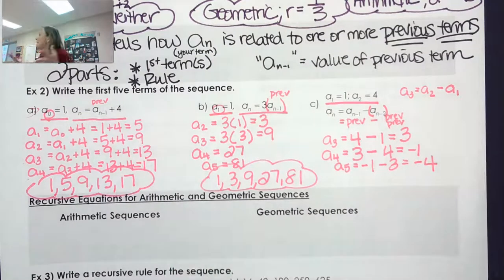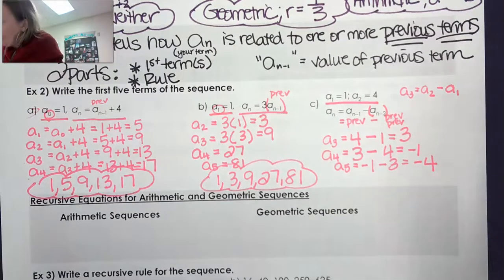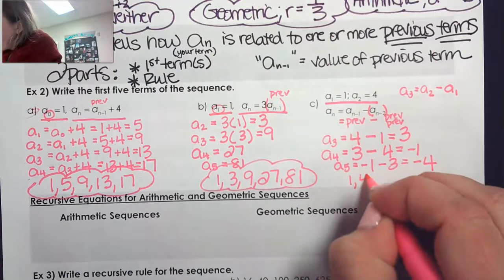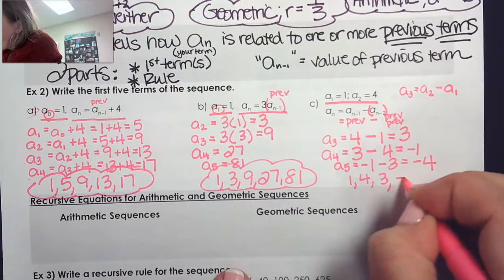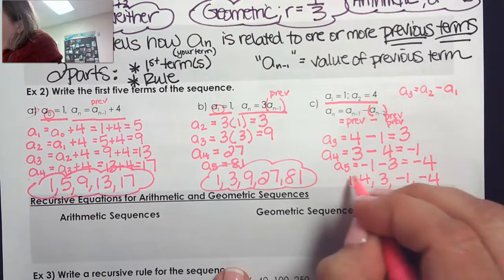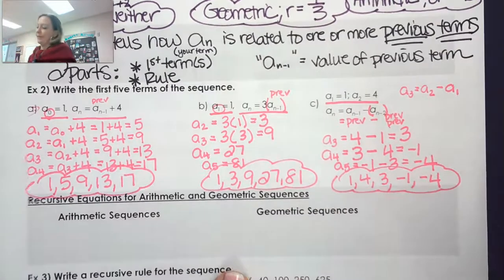Now again, I'm done because I was given 2 terms. I found 3 more. Isn't that 5 total? So I'm going to list 1, 4, 3, -1, -4 as the first 5 terms.